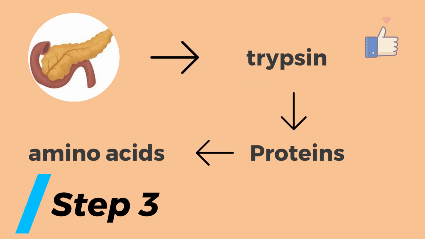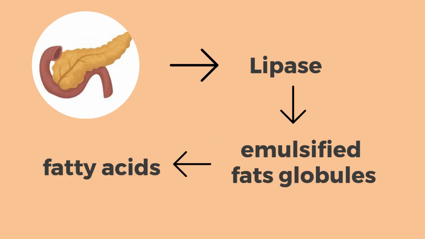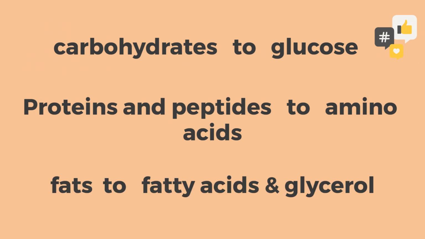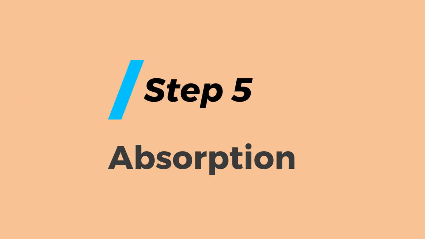The pancreas releases the trypsin enzyme that acts on proteins and peptides and breaks them into the smallest form, amino acids. The pancreatic enzyme lipase acts on emulsified fat globules and breaks them into the smallest form, glycerol and fatty acids. Intestinal walls release intestinal juices that finally convert complex carbohydrates into glucose, proteins to amino acids, and fats into fatty acids and glycerol. Finally, the intestinal walls absorb the digested food.